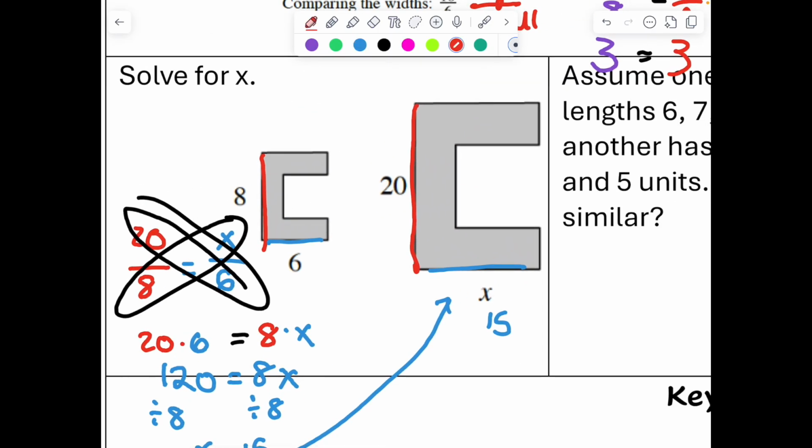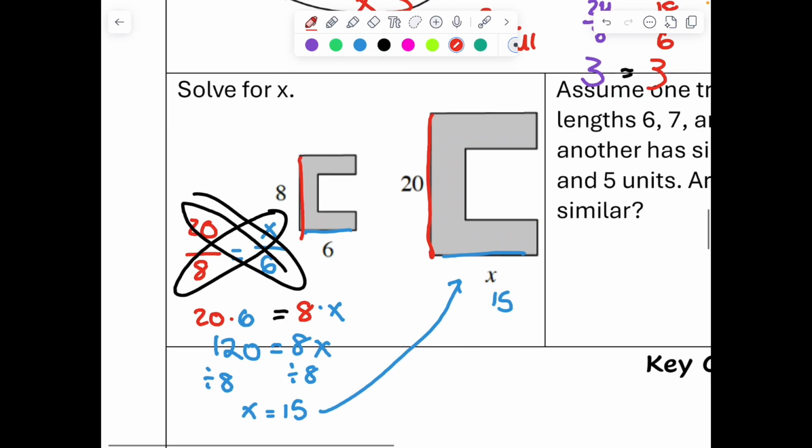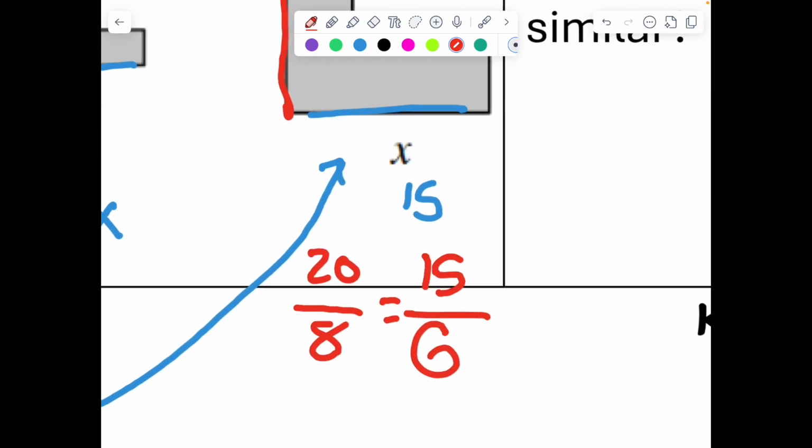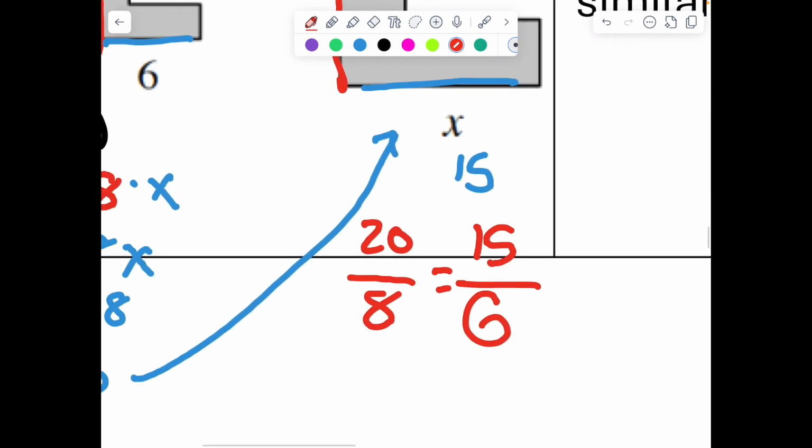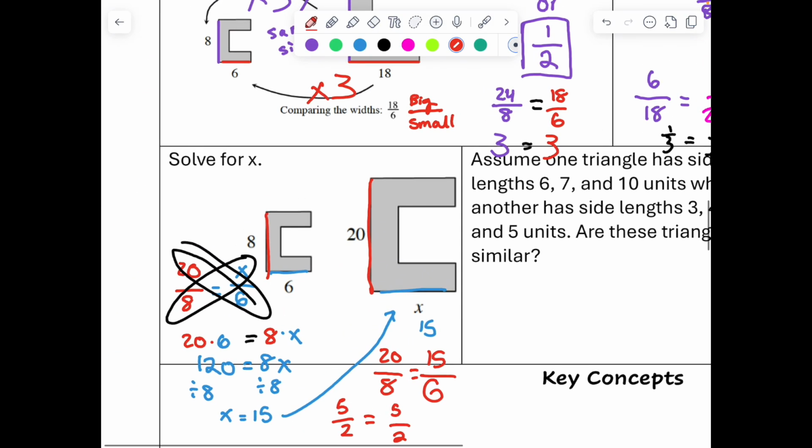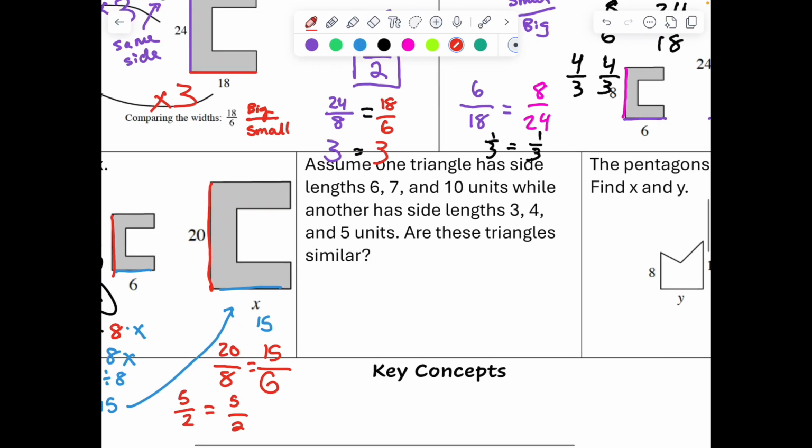And we can check to make sure that we're right. Okay, if we plug this back in, is 20 over 8 equal to 15 over 6? This simplifies down to 5 over 2. And this simplifies down to 5 over 2 as well. Those are the same. X is 15.